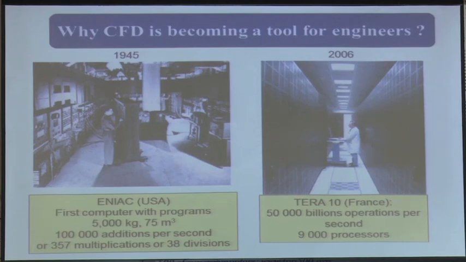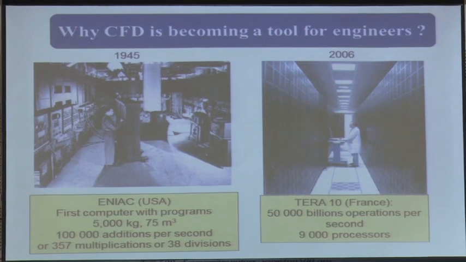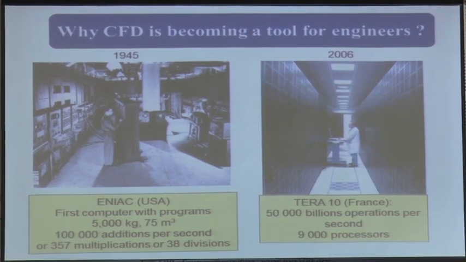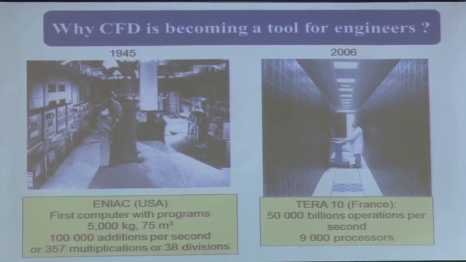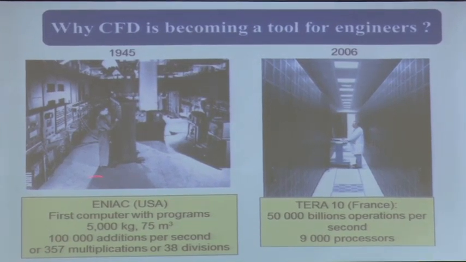So why has CFD been developing so much? It is because of the increase in the power of computers. If we were still in the 50s or the 60s with very slow computers, then CFD would not be very popular, because the equations that we solved at that time were very simple, like ODEs. Here you have some pictures of what a computer was initially and what it is now.